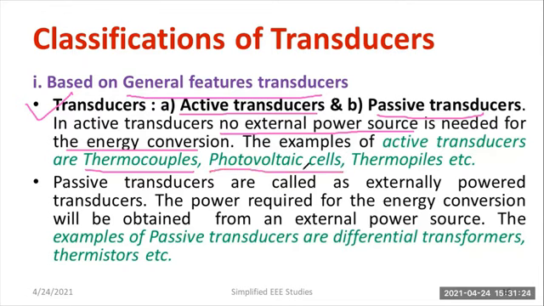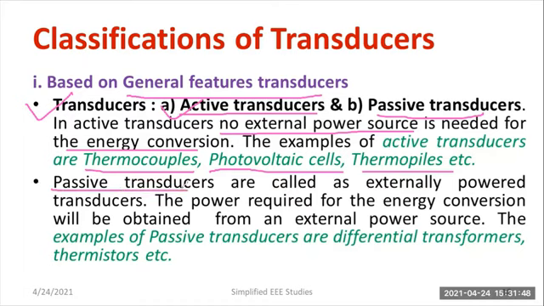You can have another example: photovoltaic cell. The input is solar radiation. Output will be either current or voltage. Thermopile is also regarding temperature. Temperature will be converted into electrical voltage. So these are the examples of active transducers. We don't require any external excitation or power supply to operate the energy conversion for an active transducer.